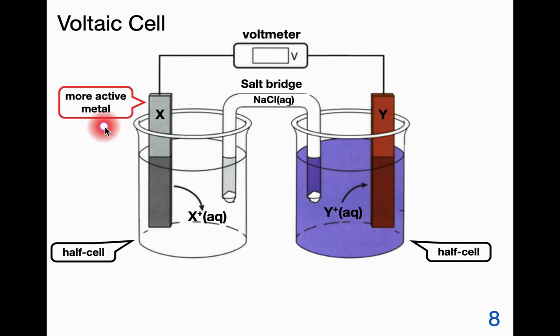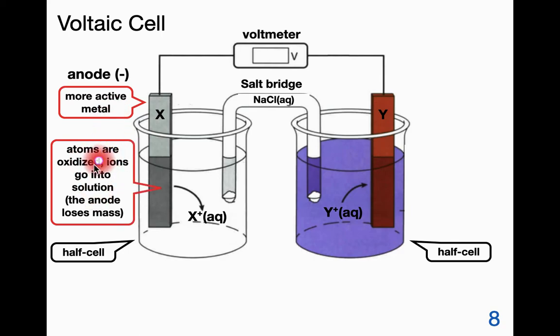The more active metal is called the anode, and it's the negative post. So on a battery, when you see a negative post, that's the anode, more active metal. Atoms are oxidized by the more active metal. Ions go into solution. The anode loses mass. And so as this reaction proceeds, the atoms that make up the more active metal turn into ions, go into solution. So slowly the anode corrodes away. The reaction that takes place is oxidation. So oxidation is taking place in the half cell of the anode.